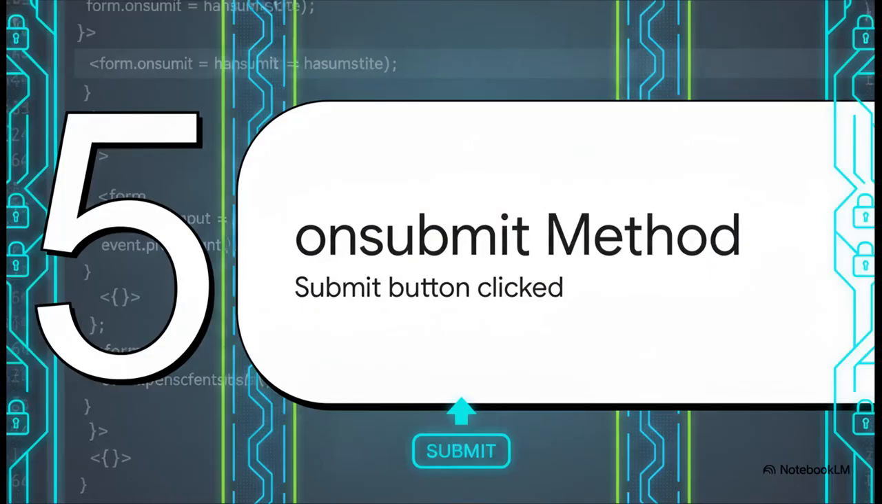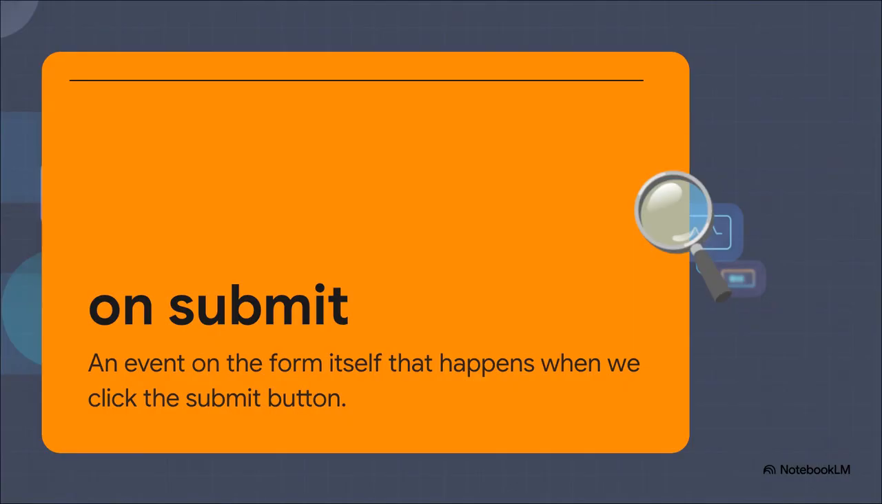Finally, Section 5, intercepting form submissions. We've reached the climax of our form manipulation here. We are now becoming the gatekeeper of user data, and this is controlled by the onSubmit method. Now pay close attention to this part, because unlike focus and blur, which are attached to individual child inputs, onSubmit is an event triggered directly on the parent form element itself. We attach it to our main myForm variable.